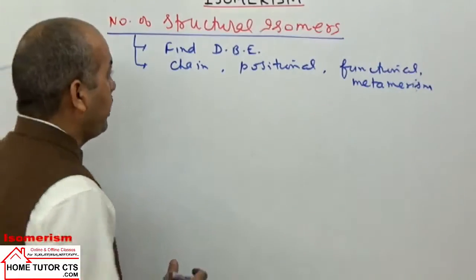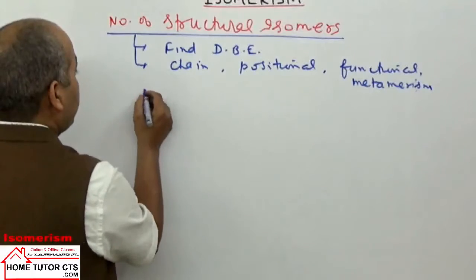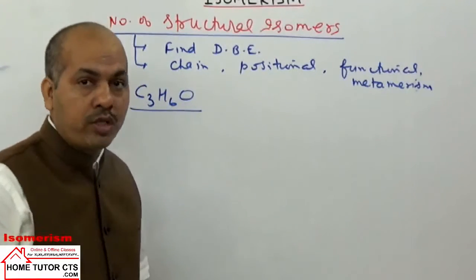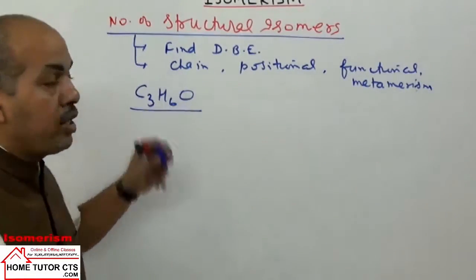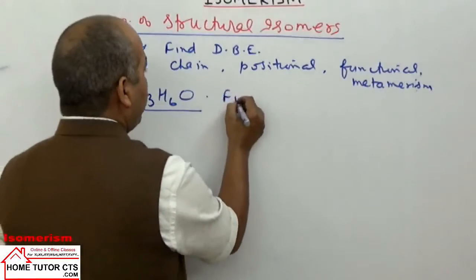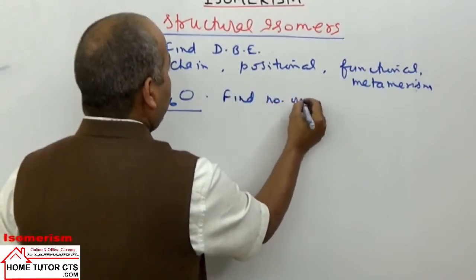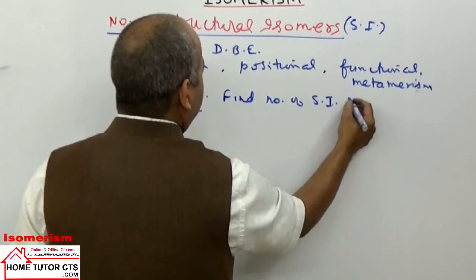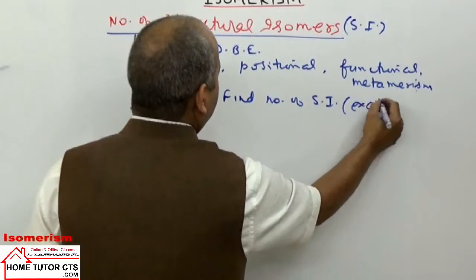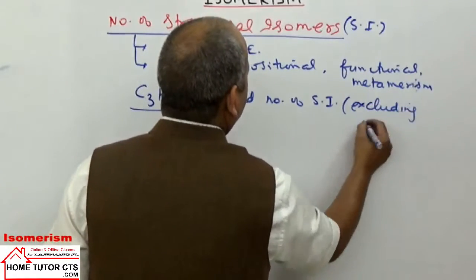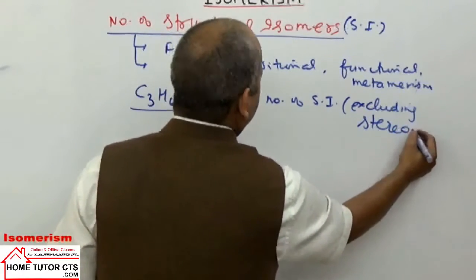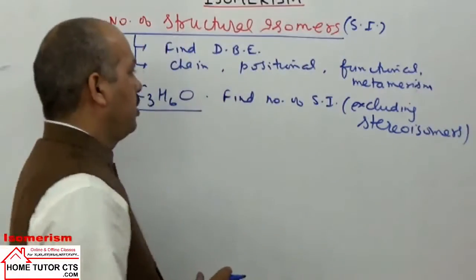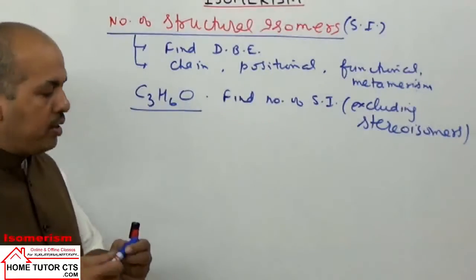So we can take an example here. Let's say a compound given with formula C3H6O. It can have how many total number of structural isomers? In the question, when it says find number of structural isomers, it means excluding stereoisomers. So in such a question, how to approach here?